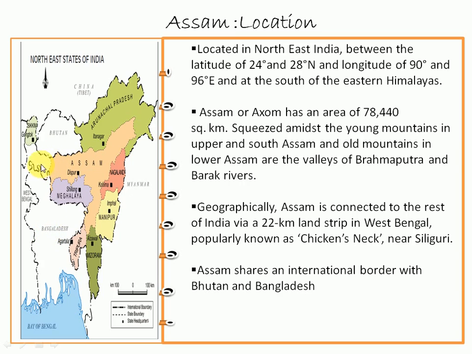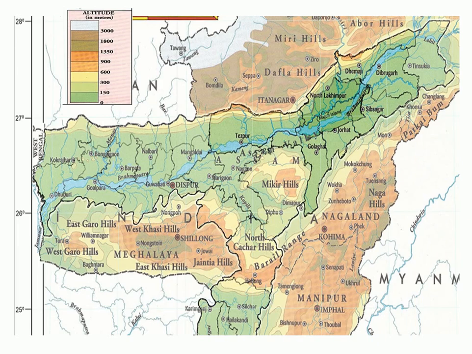It is also sharing boundary with West Bengal. So it's very important. It is surrounded by seven Indian states. It's a great fact. So geographically, Assam is connected to the rest of India by a 29 kilometer land strip in West Bengal, popularly known as the Chicken's Neck near Siliguri. You can see this is the Chicken's Neck, right? Assam shares an international border with Bhutan and Bangladesh. We have already read. And now we will see the relief feature of the state.